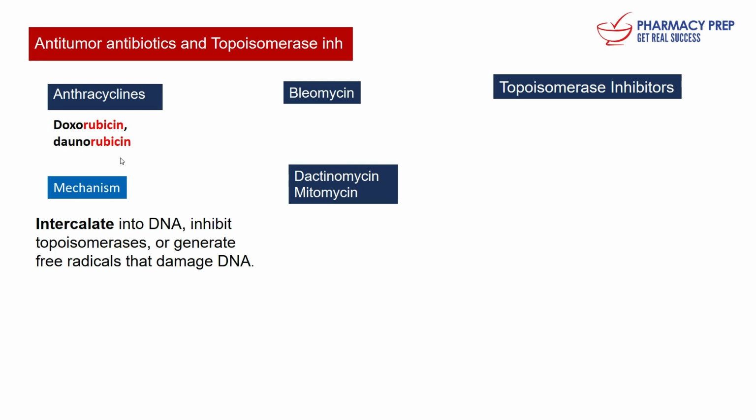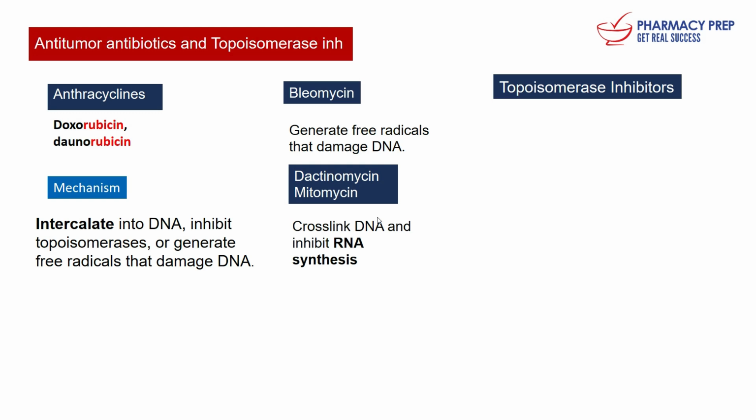These drugs intercalate the DNA, and they also generate free radicals. Other drugs do free radicals too, but mainly they intercalate the DNA and inhibit DNA replication. Whereas bleomycin generally works by generating free radicals, which damage the DNA. Then dactinomycin and mitomycin cross-link DNA and inhibit RNA synthesis. Topoisomerases are of two types: topoisomerase 1 and topoisomerase 2. These enzymes uncoil the DNA for DNA division. So these two drugs here, irinotecan and etoposide, are related to topoisomerase.